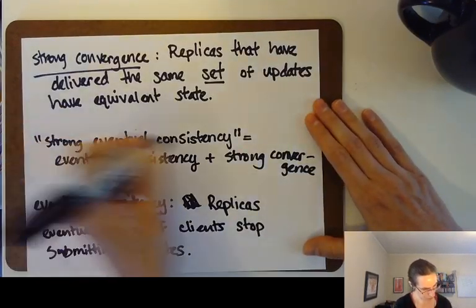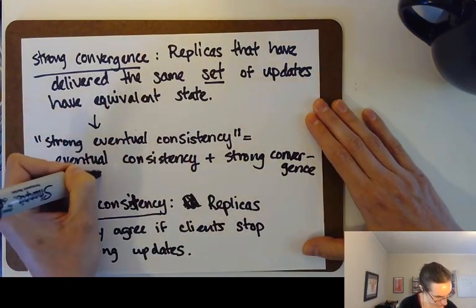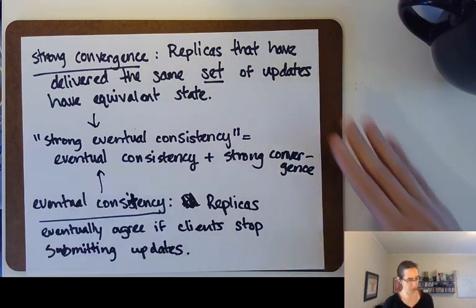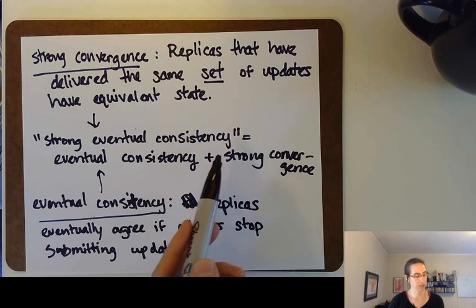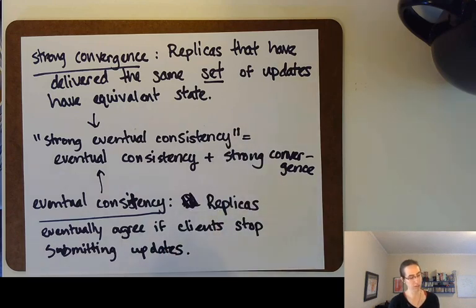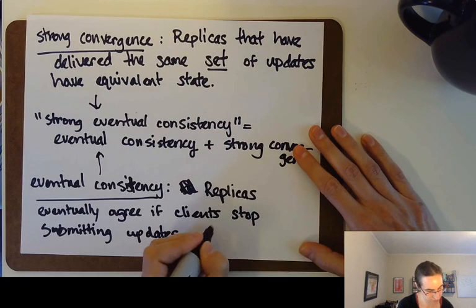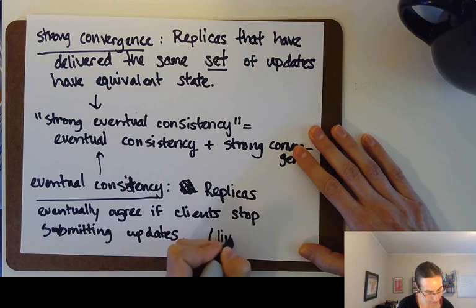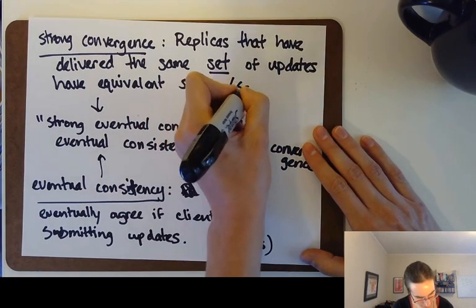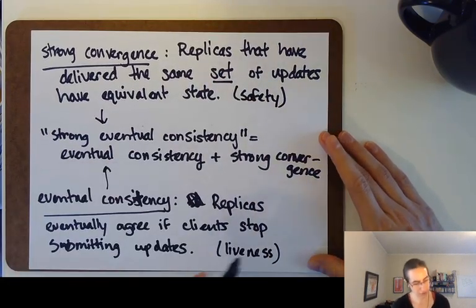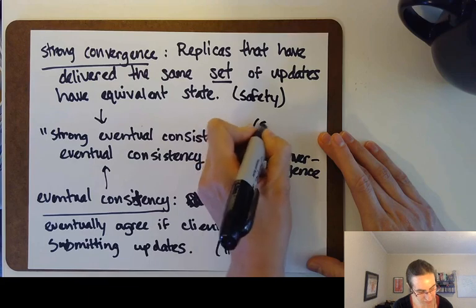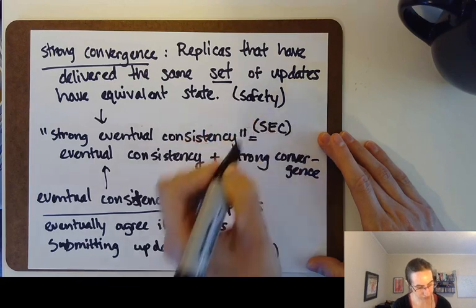So strong eventual consistency is a combination of those two things. It is a combination of a safety and a liveness property, because eventual consistency, we said, is a liveness property. And then this is a safety property. So SEC is safety plus liveness.